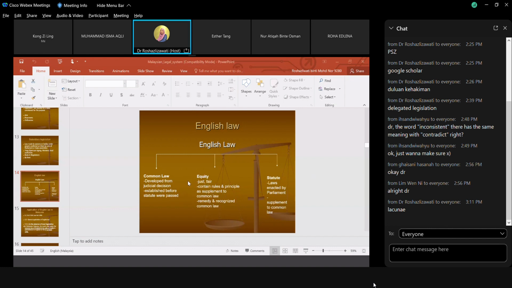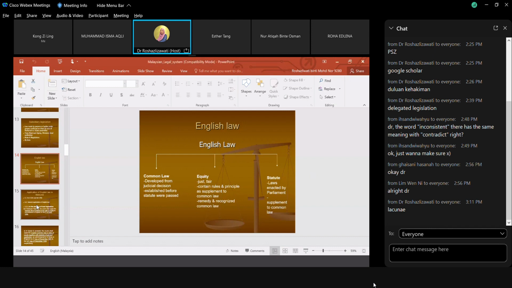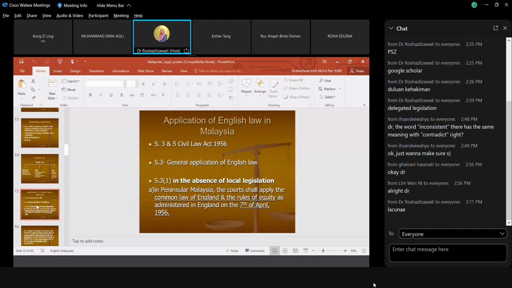Okay, so that's all about the English law. Anything that you want to ask about the English law before we go to application of English law in Malaysia? Kita lihat macam mana, kenapa, why we import English law to Malaysia. Do you have any question regarding the common law, equity, and also statute? So you have to remember that if there is dispute or any contradiction between common law, equity, and also statute, you have to look at what is the latest law. Okay, apa undang-undang yang paling terkini. So that law will prevail, okay, compared to the old version of law.